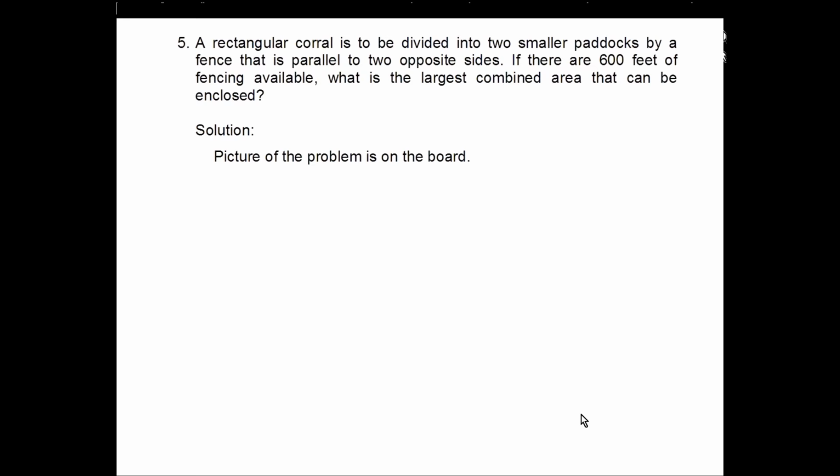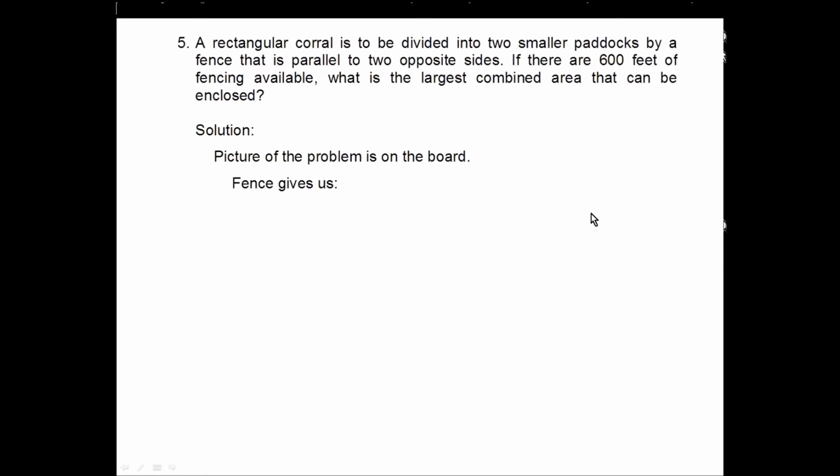So the picture of the board is on the problem. Okay, this would be the picture. You're going to have a rectangle, and then you're going to have a line in the middle that's dividing that rectangle into smaller rectangles. So I've got a rectangle that looks like this, and then a line in the middle. Okay? So the fence gives us, okay, I've got 600 feet of fence.